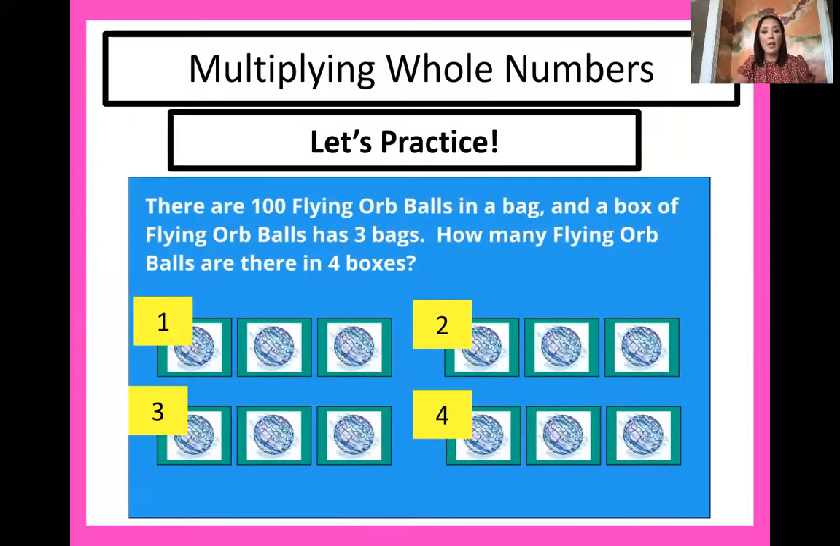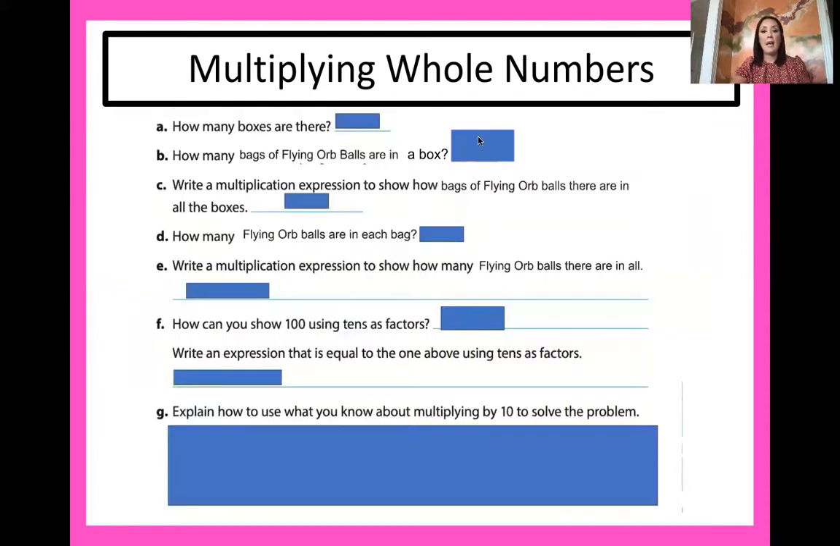Let's go back and take a look. So it says there are 100 flying orb balls in a bag, and a box of flying orb balls has how many? 3. Okay, let's see if we're right. 3. So we have 4 boxes and we have 3 bags in a box. All right, so now let's just take only that information and let's write a multiplication expression to show how many bags of flying orb balls there are in all the boxes.